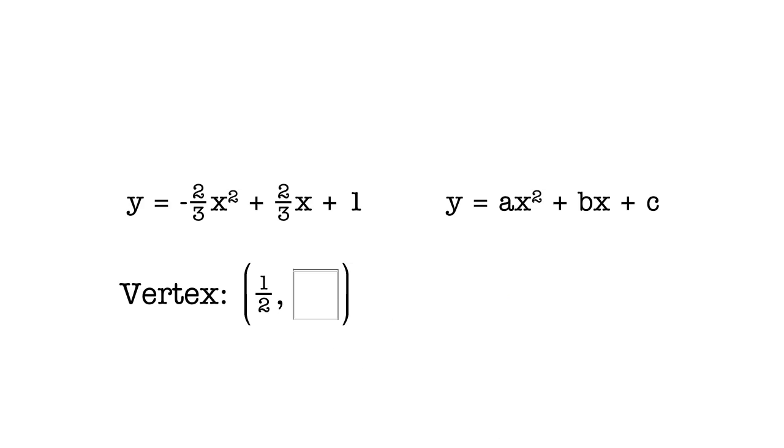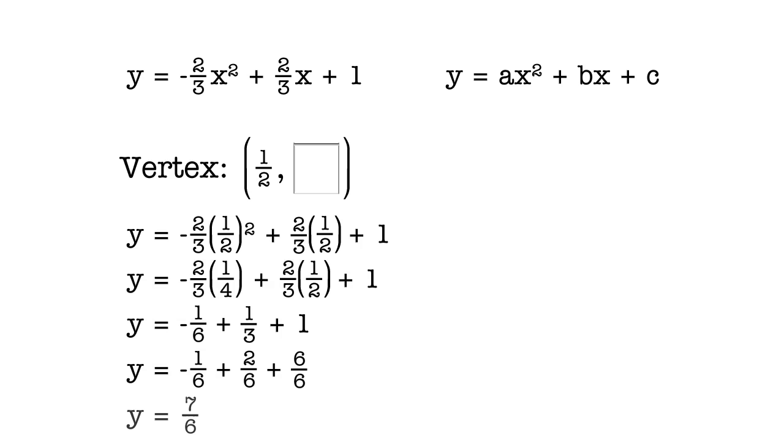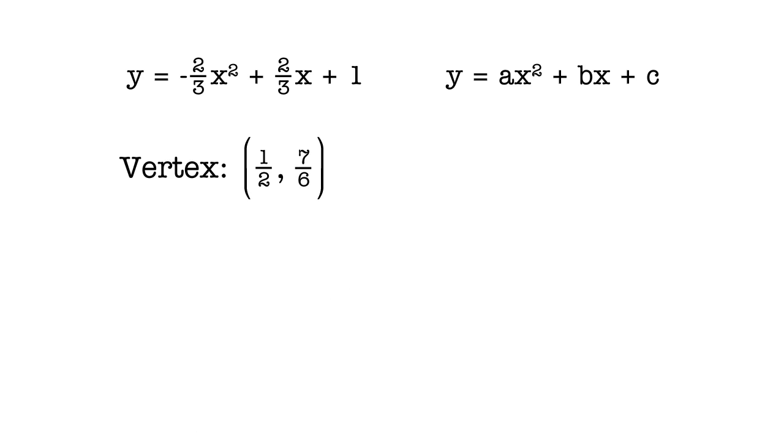Now, to compute the y value of our vertex, we replace the x's in our quadratic equation with the value 1/2, like this. When we simplify, we get the value 7/6 for y. Therefore, the y-coordinate of our vertex is 7/6. Combining these x and y values, the coordinates of the vertex of our quadratic equation is the point 1/2, 7/6.